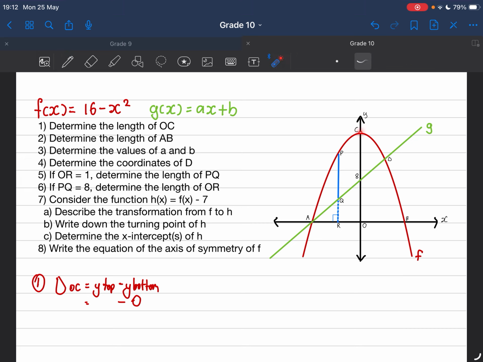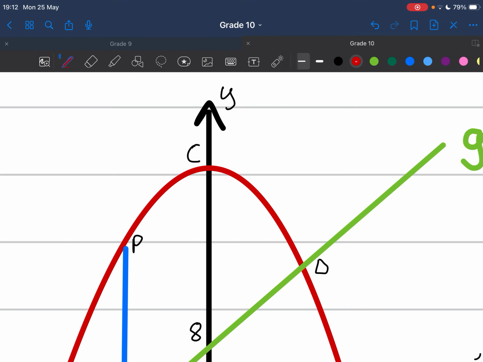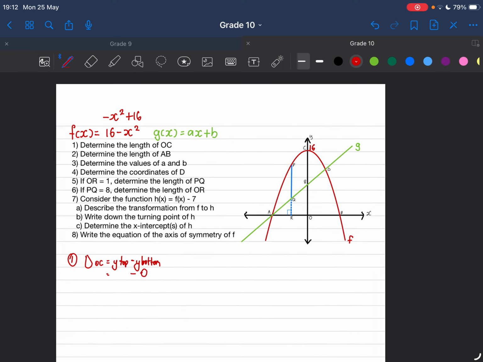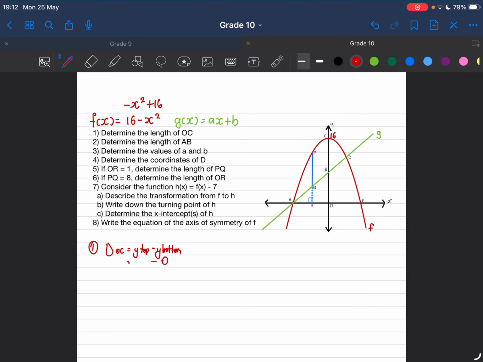So let's have a look now. C is the y-intercept of the parabola. Do we have the equation of the parabola? It's here. Now it's not the way you're used to. If you want to reorder it, you can: minus x squared plus 16. But the idea is that the q value is 16. So the value at C is going to be 16. So it's going to be 16 minus 0, which is 16 units. There you go.